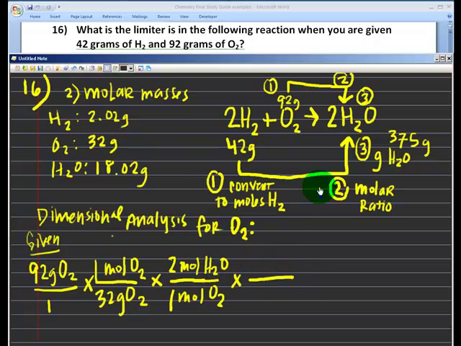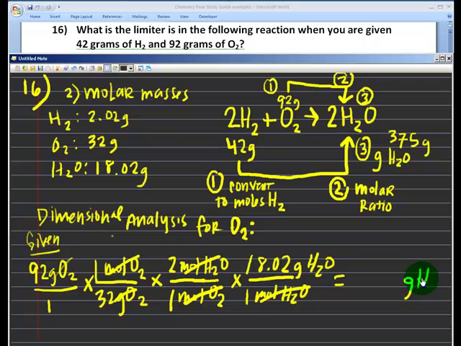And then I want to convert to grams of H2O. That's the third step. So step 3, convert to grams. I know 1 mole of H2O weighs 18.02 grams of H2O. So let's go back. I have grams of H2O here. I can cancel it out with grams of H2O here. Moles of O2 cancel out with moles of O2 in the denominator here. And moles of H2O cancel out. So all I'm left with is grams of H2O, which is what I want.